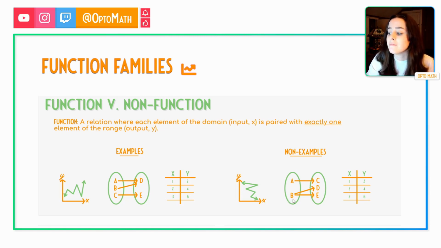Look at this B. It goes to 2 things. Input B, you get D and E. Not a function. Look at this table. For an input of 2, you get 4. For an input of 2, you get 6. That's 2 outputs for the input of 2. Not a function. So that's just a quick review of functions. What we're really concerned about is looking at the types of functions. So let's go ahead and take a look at that.